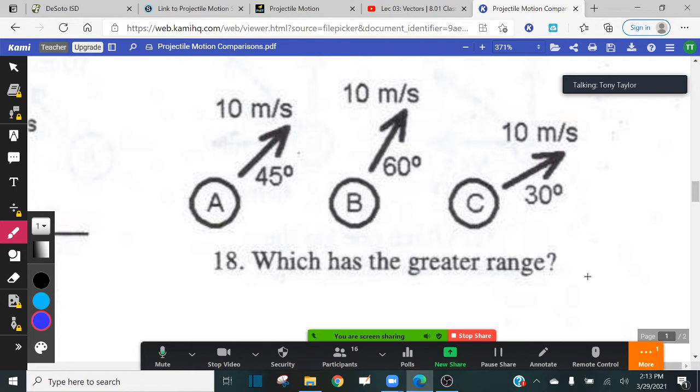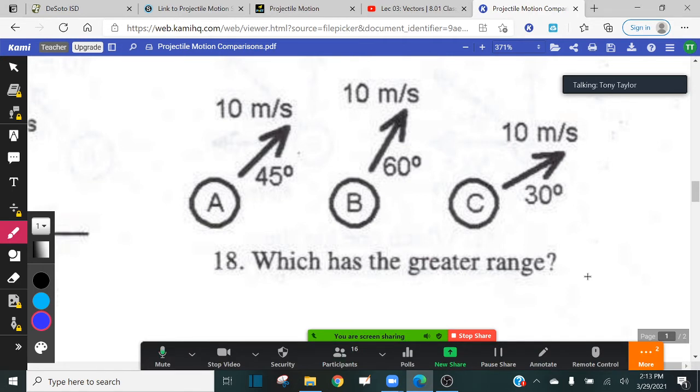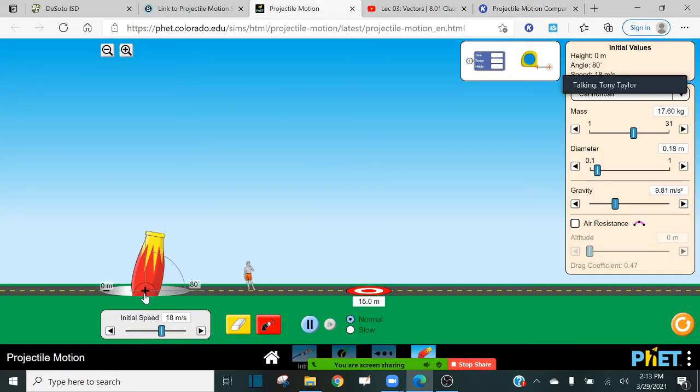Okay, Stephanie says 60. Anybody else got any other guess? Which one is going to go the furthest? Jeremiah, you also say 60? Okay. Well, let's see, guys. So Angelina also said 60. Let's see which one is going to go the furthest.